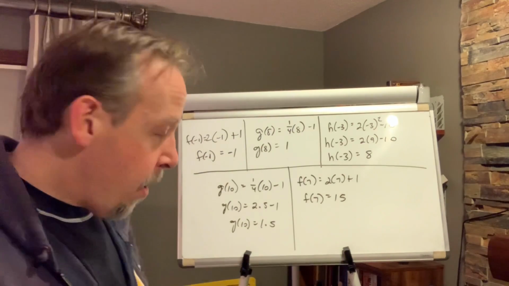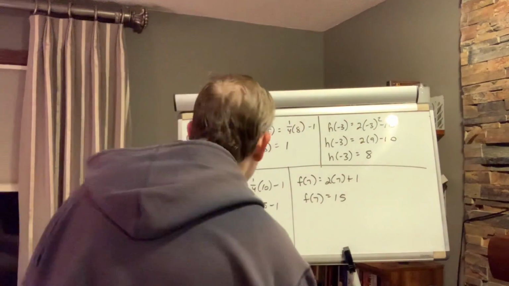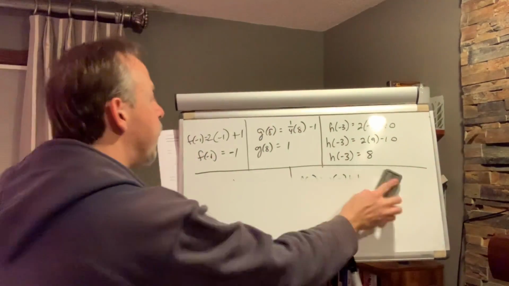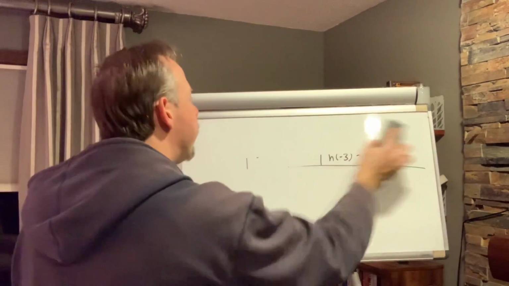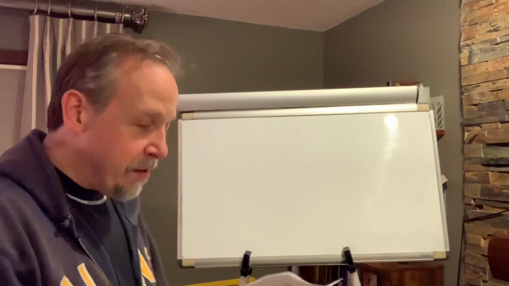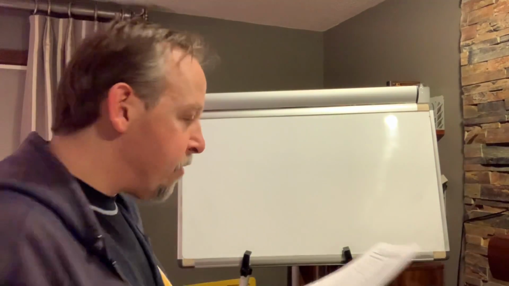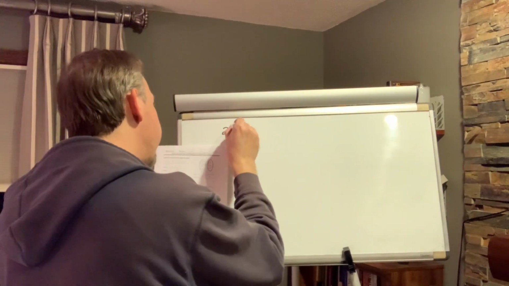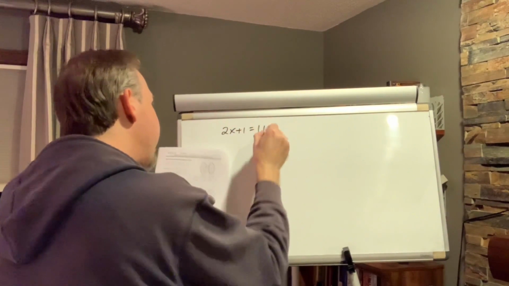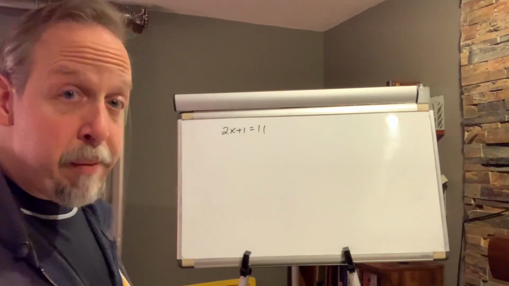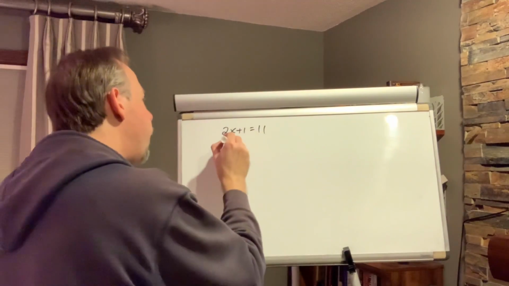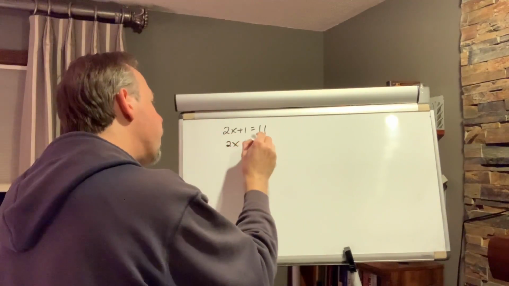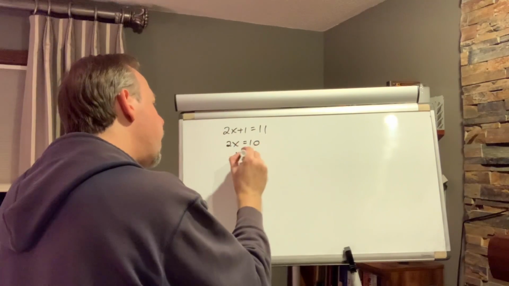Okay. Moving on to the bottom row, where it's more likely to have some issues. With the bottom row, it's giving you the outputs, not the inputs. So when it says f of x equals 11, you're taking the f of x function, which is 2x plus 1, and you make it equal 11. That's how you set this problem up. Subtract 1 from both sides, and 2x equals 10. Divide by 2, x equals 5.